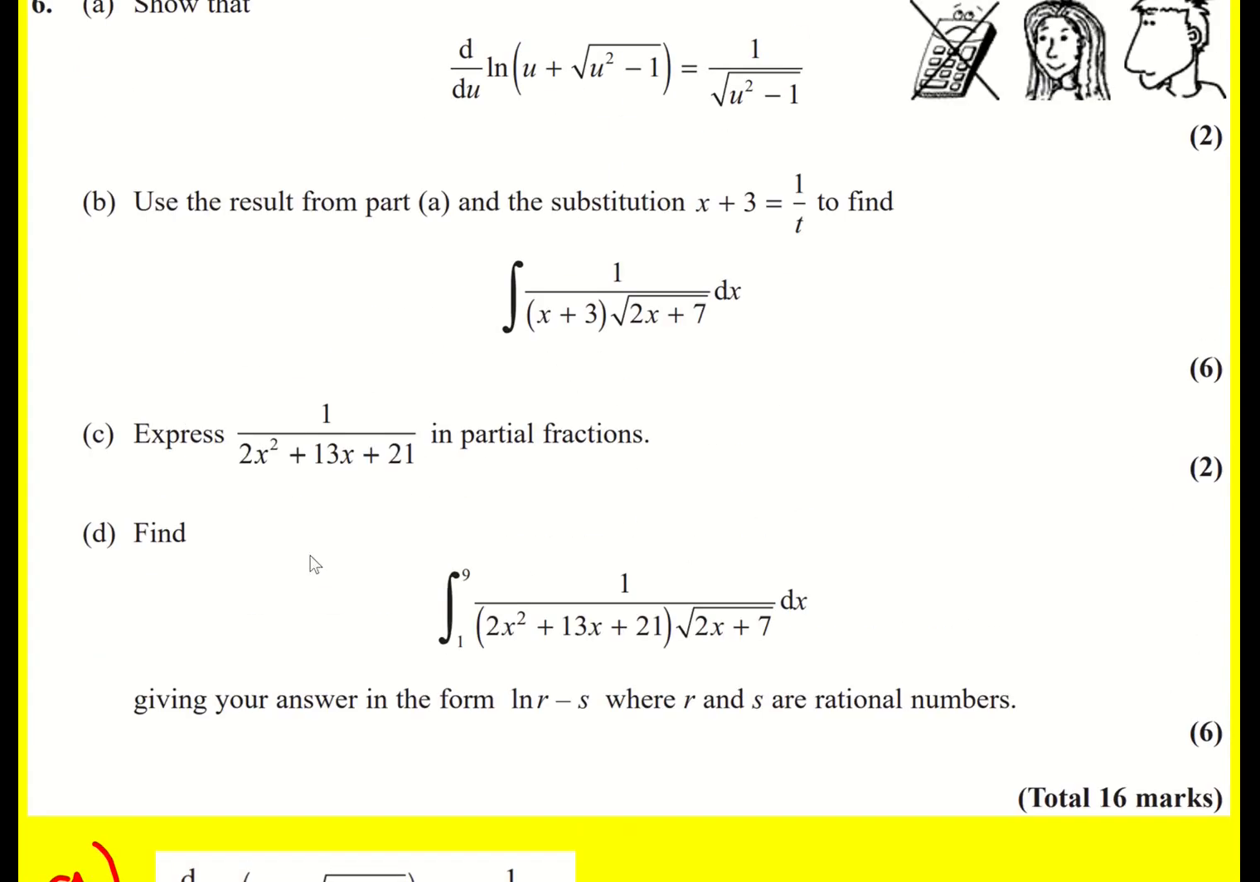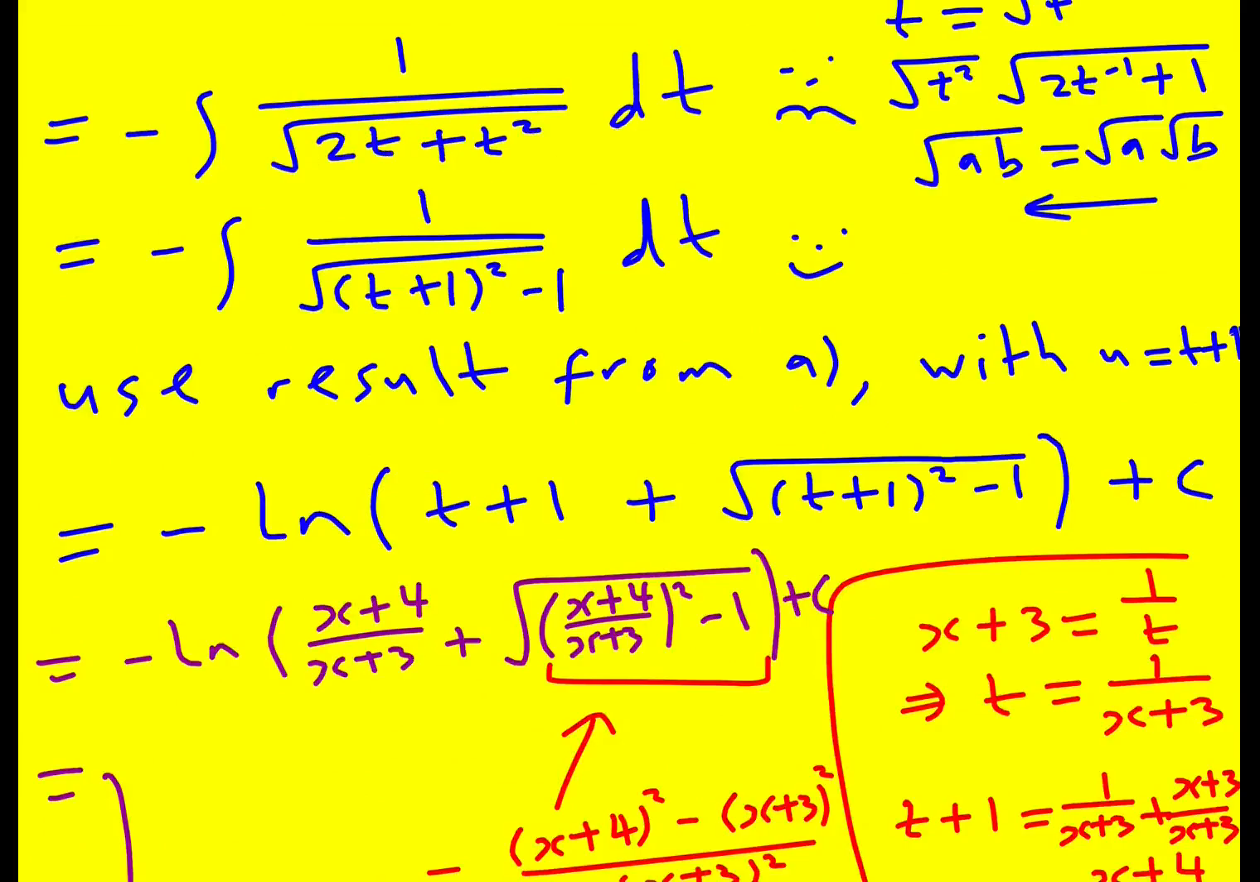We've got D coming up, which looks pretty monstrous, doesn't it? We've got an intermediate little question, almost like a slight bit of calm before the storm, I'd say. Can we express this in partial fractions?